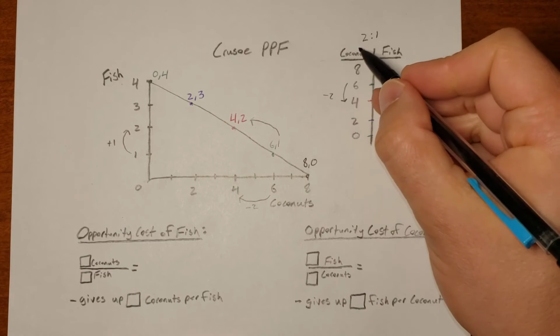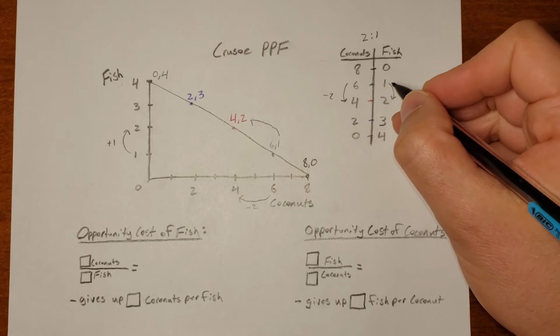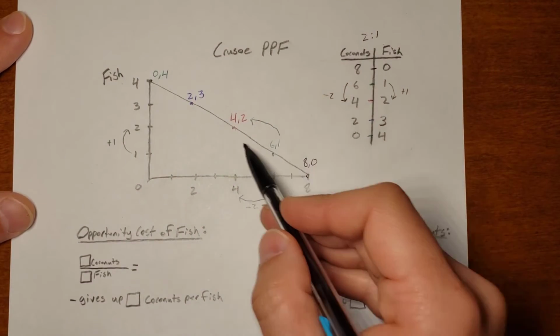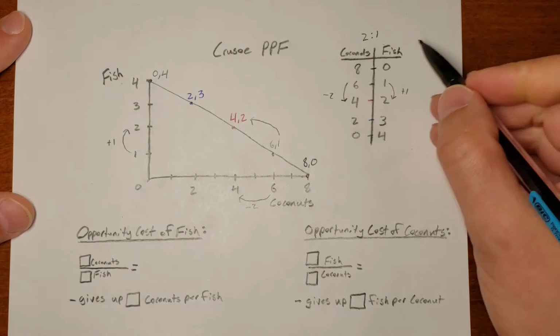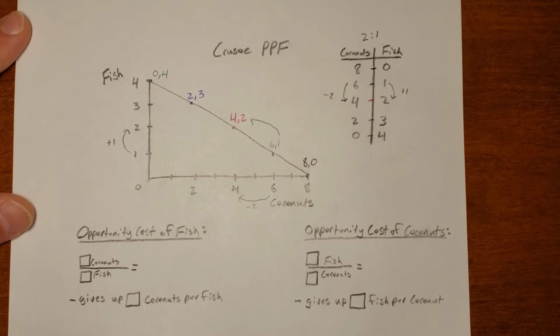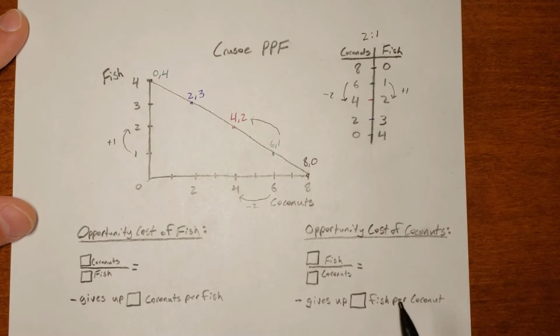So we see that this is a 2 to 1 ratio, meaning that it's constant at 2 to 1. And this is a good example of what we call constant opportunity cost, meaning that that ratio is always going to be the same, 2 to 1, or stated another way, 1/2 to 1.